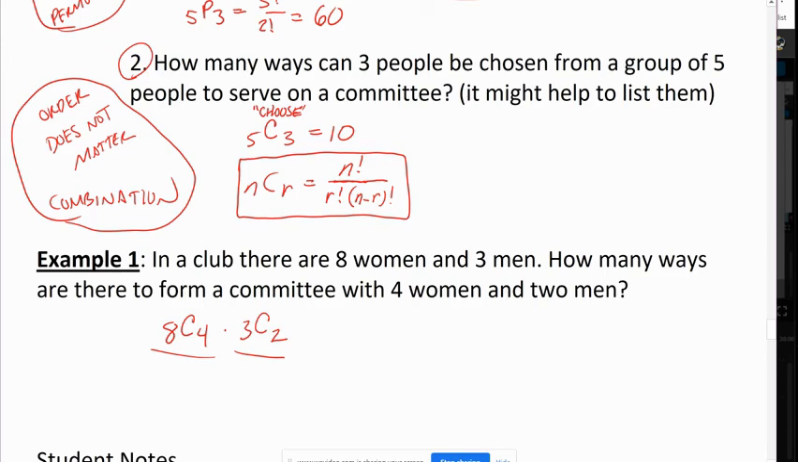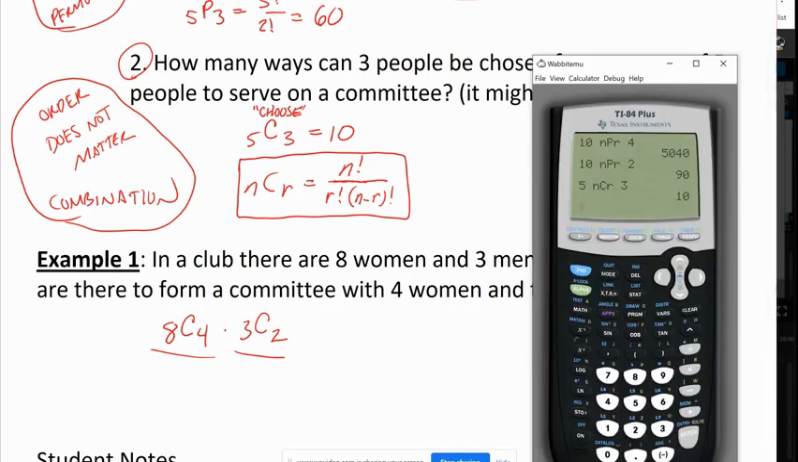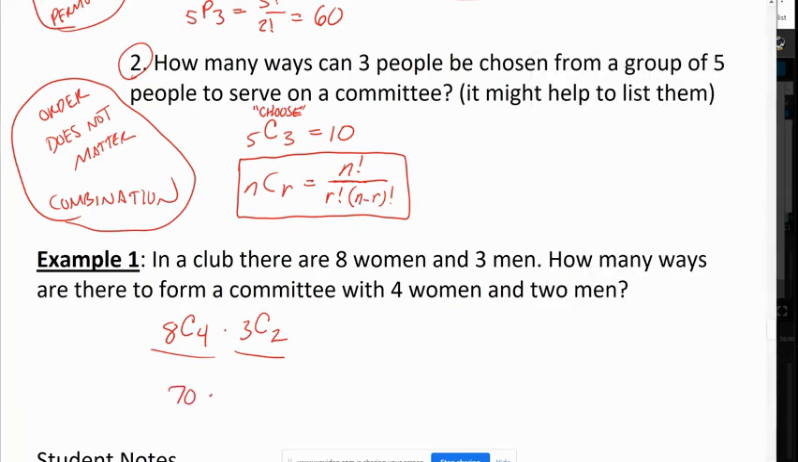And so 8 choose 4, 8, math, probability, 8 choose 4 is 70. And 3 choose 2, let's do this one using the formula. That would be 3 factorial over 2 factorial, 1 factorial. And that is just 3, so 70 times 3 is 210. So 210 different ways to form the committee with 4 women and 2 men.